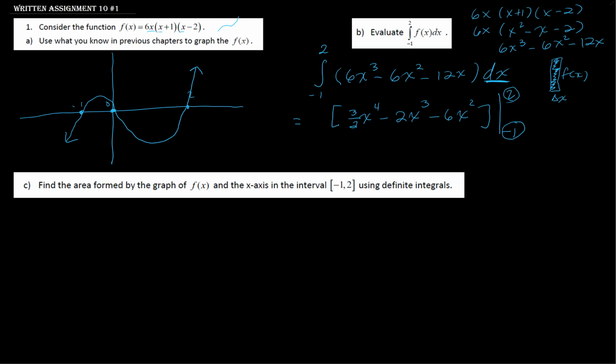So this will equal the upper, which is 3 over 2 times 2 to the fourth, minus 2 times 2 to the third, minus 3 times 2 squared. That is the upper. Minus the lower, which would be 3 over 2 times -1 to the fourth power, minus 2 times negative 1 to the third, minus 3 times negative 1 squared.